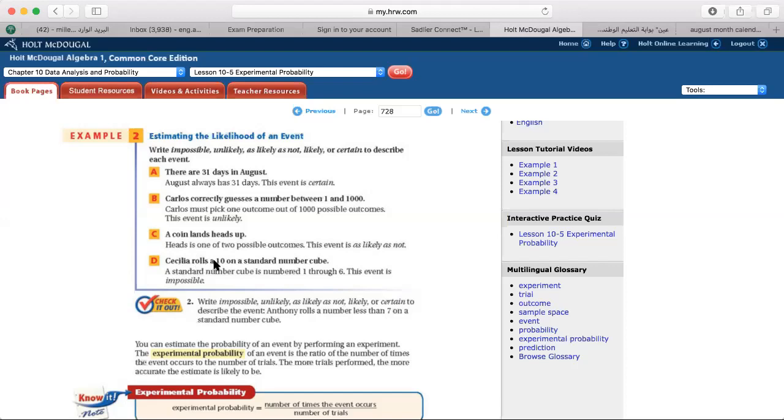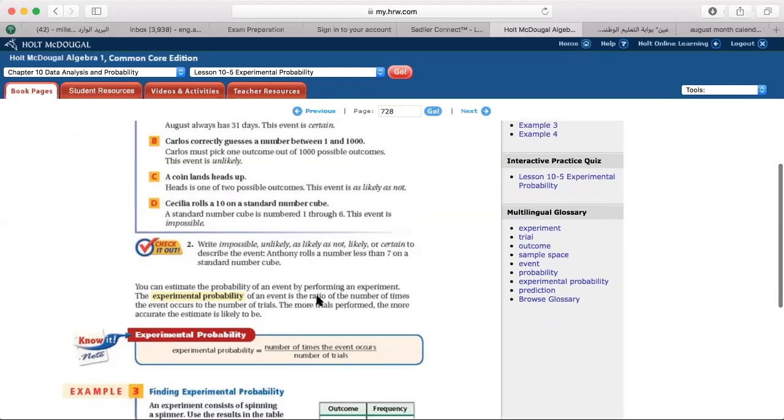Cecilia rolls a 10 on a standard number cube. The standard number cube has only numbers from 1 to 6. How will she get 10? So it is impossible to get 10 because the standard number cube has only numbers from 1 to 6. A standard number cube is numbered 1 through 6. So this event is impossible. Okay?